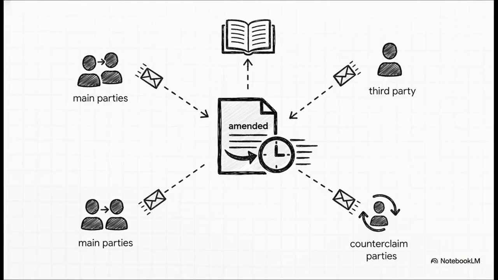Rule 26.04 is crystal clear. You have to serve that amended pleading forthwith, which is lawyer speak for right away, don't delay. And when it says serve everyone, it means everyone. It doesn't matter if they're part of a counterclaim or a third-party claim. If they are a party to the overall action, they get a copy. This ensures no one is operating with an old playbook.